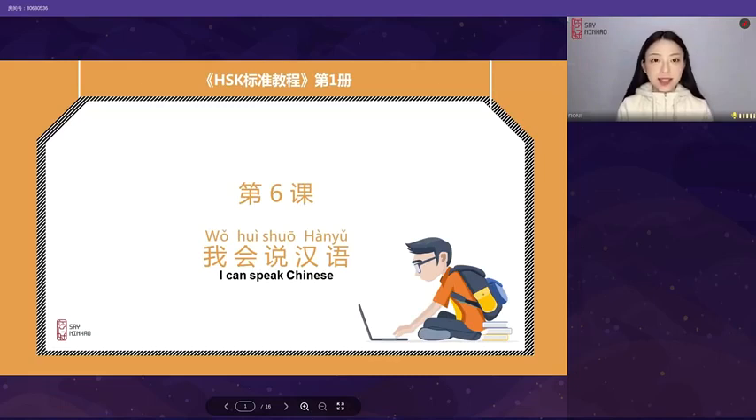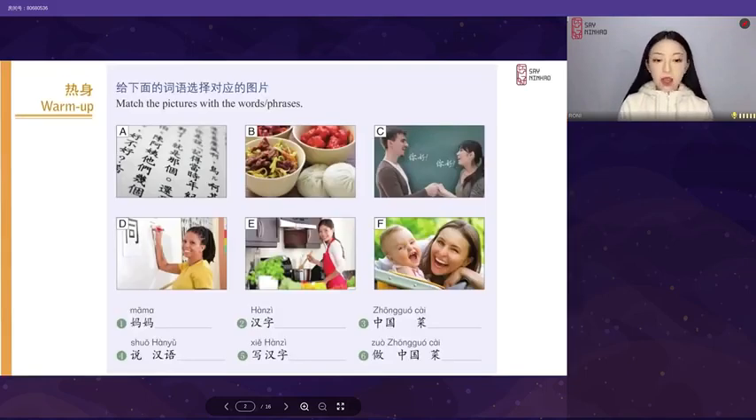Today we are going to learn Lesson 6, 第六课, 我会说汉语, which means I can speak Chinese. Okay, now let's first move on to our warm-up part. There are two groups as usual. First is the picture and there are some new words. So first, let's focus on the new words.